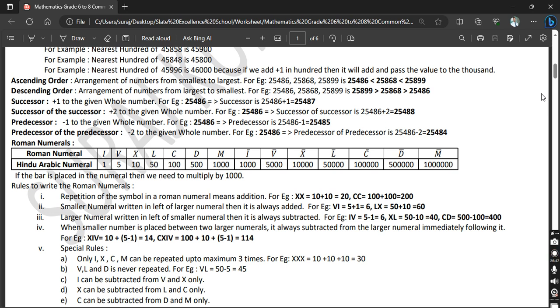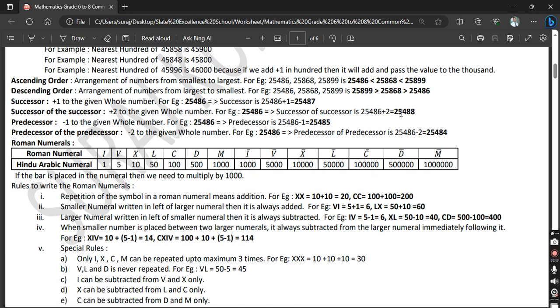This is the successor of the number. Similarly, in the question paper, they will play the trick also: successor of the successor. Then what I will do here? How many successors are there? One successor and two successors. So I will add plus 2. If there is one successor, then I will add the number plus 1. If there is a successor of a successor, then I will add 2. Then my answer will be 25486. So the successor of a successor is 25486 plus 2.